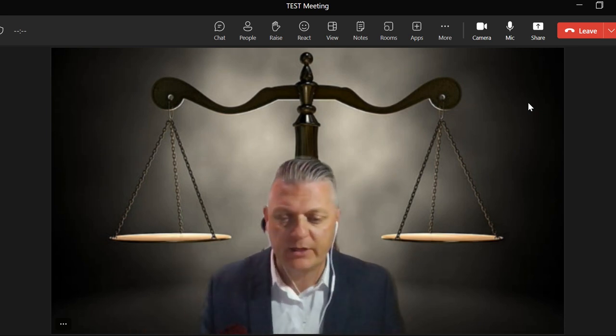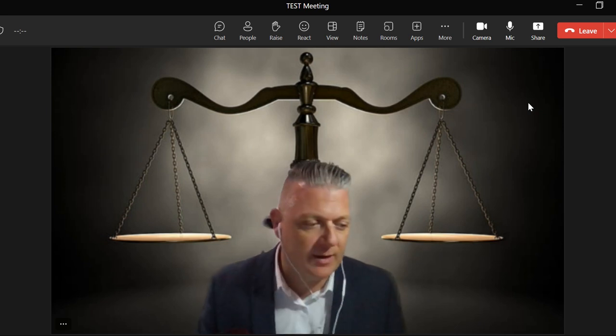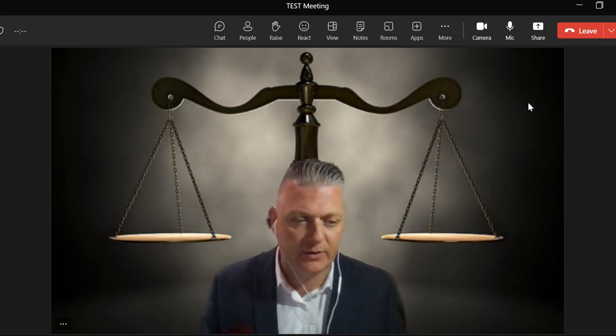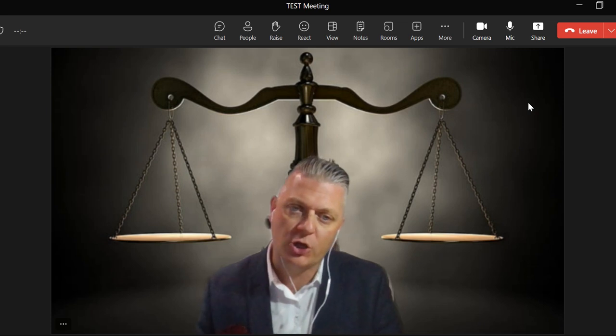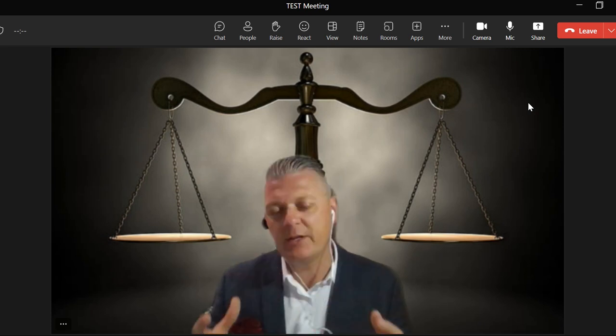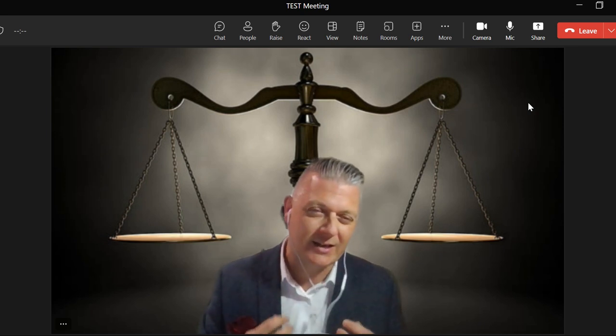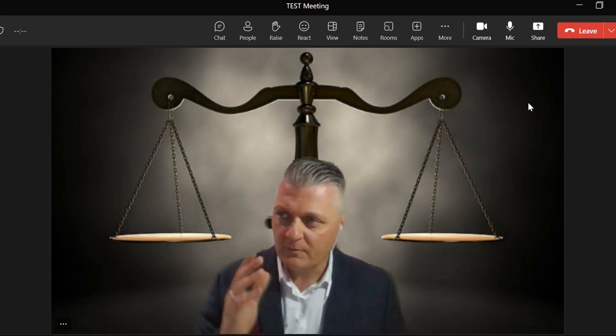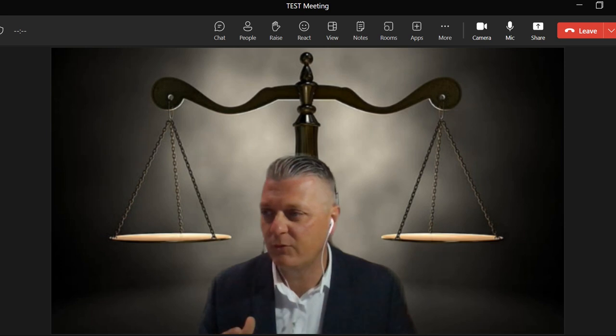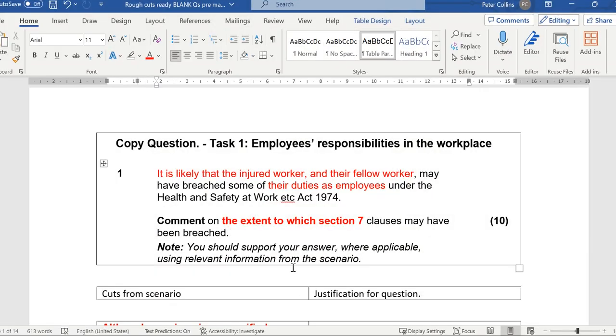So this could also be tampering with equipment, defacing equipment, not using the right tool for the right job. And these are some of the basic provisions of Section 7. It's about the duty of employees looking after each other. So that's just a generic overview of what is Section 7.